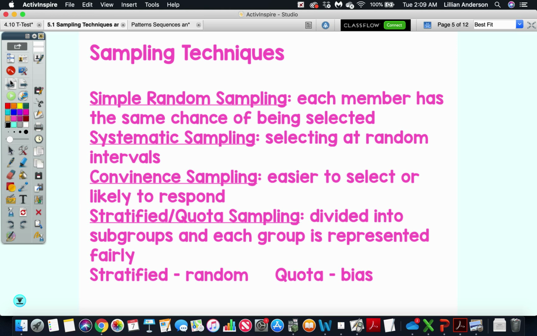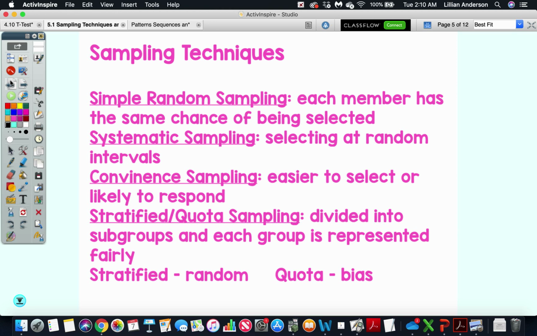Convenient sampling. In many situations, people are chosen simply because they're easier to get to, or they're more likely to respond. Let's say I assigned you guys a statistics project and asked you to collect some data. A convenient sample would be you guys just selecting each other because you are in the same class, doing the same project, and so the people in your class are more likely to respond.